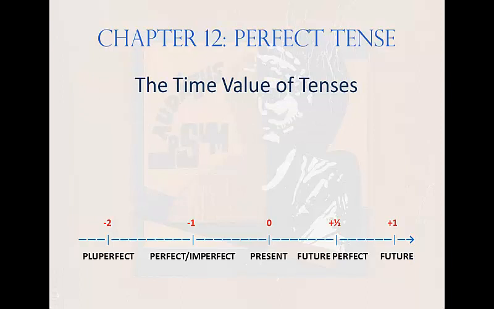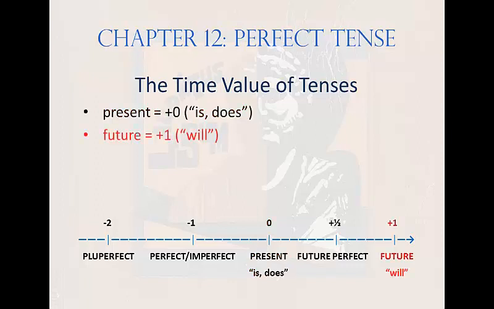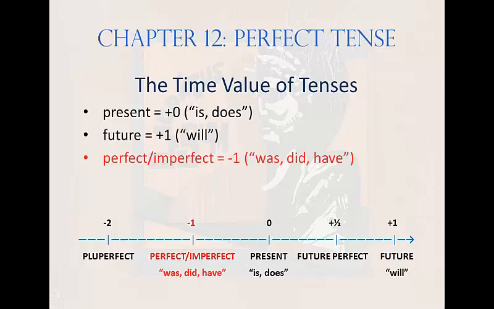Now let's attach the tenses to those numerical values. First, the present, represented by 0 because it's happening now. English uses tense markers like is and does to signal that a verb is present tense. According to this scheme, the future tense, represented in English by will, would be +1. Conversely, the perfect and imperfect tenses, represented in English by was, did, or have, would be -1.